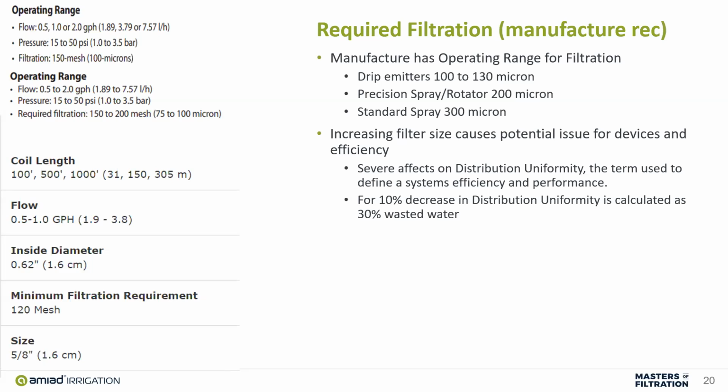And so I've done some calculations on the water conservation side of my brain. For every 10% you decrease your distribution uniformity, it's calculated at about 30% wasted water. So that's something to really consider when we put in a filter, in what we want and what we see being done for our filters down the road.